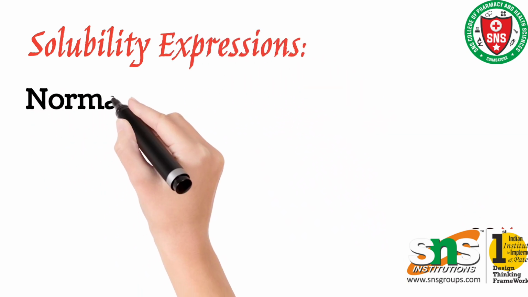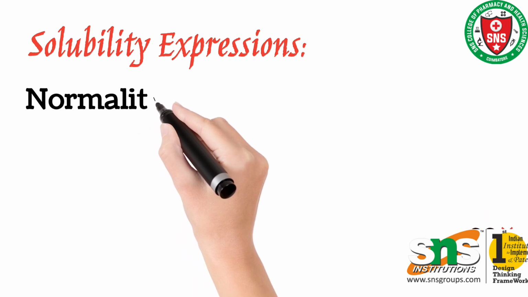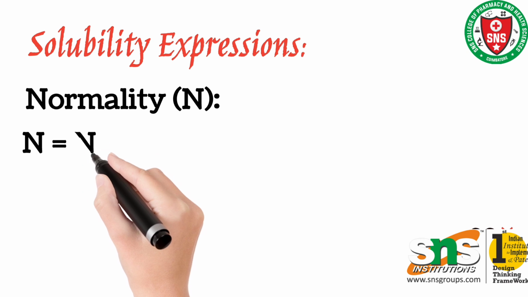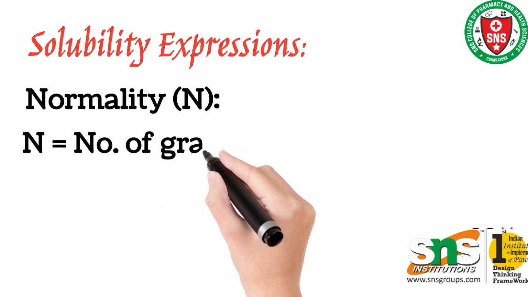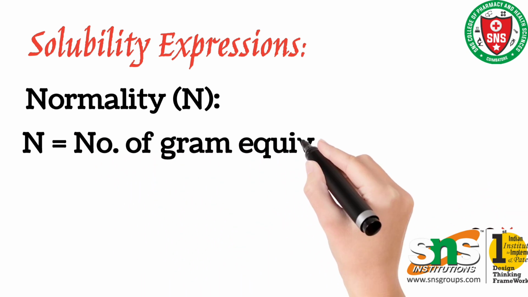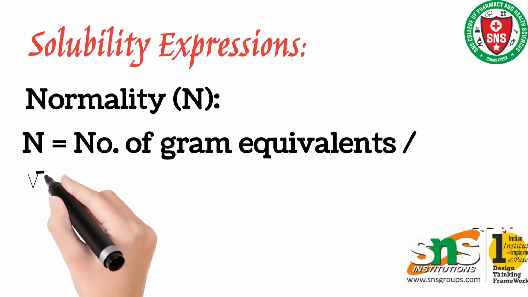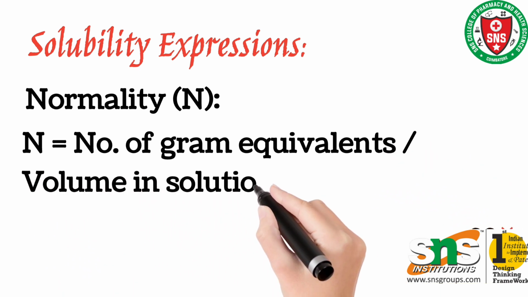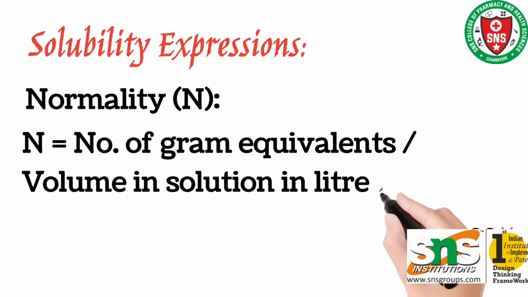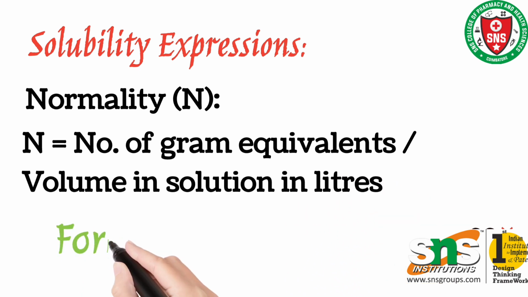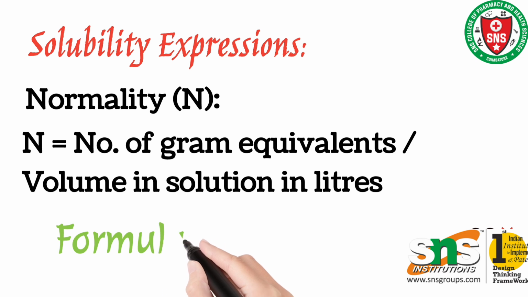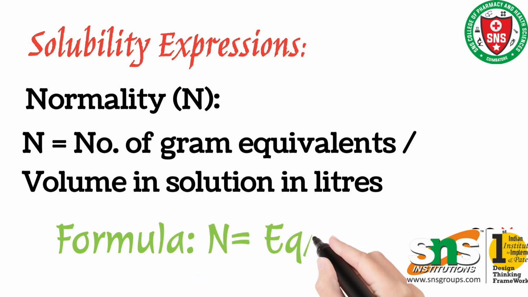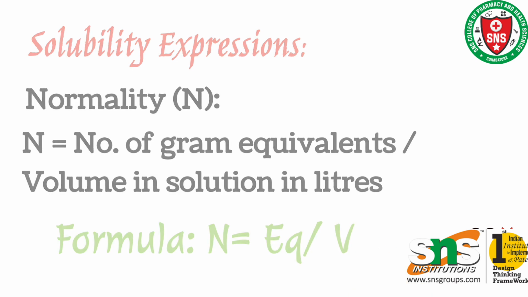First we see normality, and it is represented as capital N. Normality is defined as the number of equivalents of solute dissolved in 1 liter of solution. In equation, it is the number of gram equivalents divided by volume of solution in liters. In formulaic way, it is expressed as N is equal to number of gram equivalents divided by volume of solution in liters.